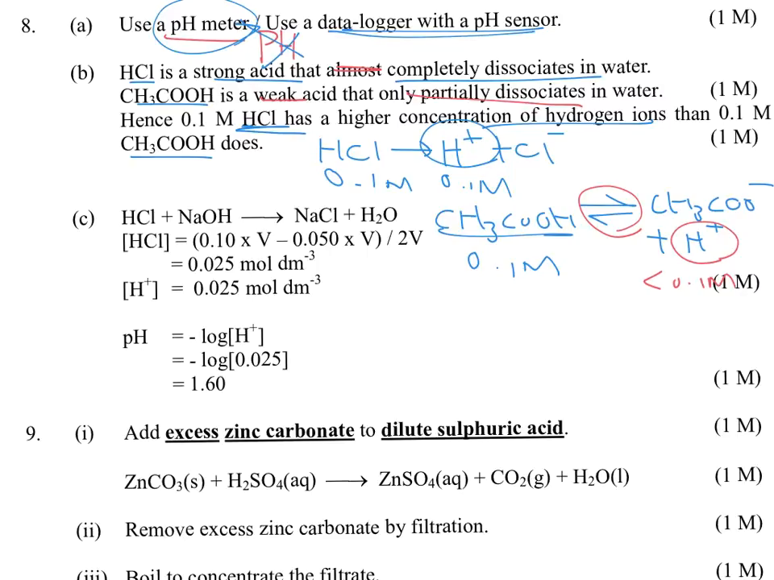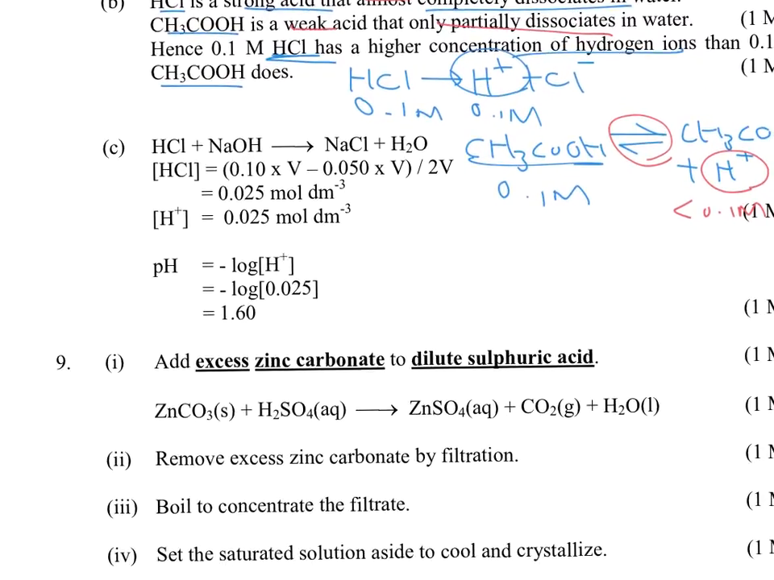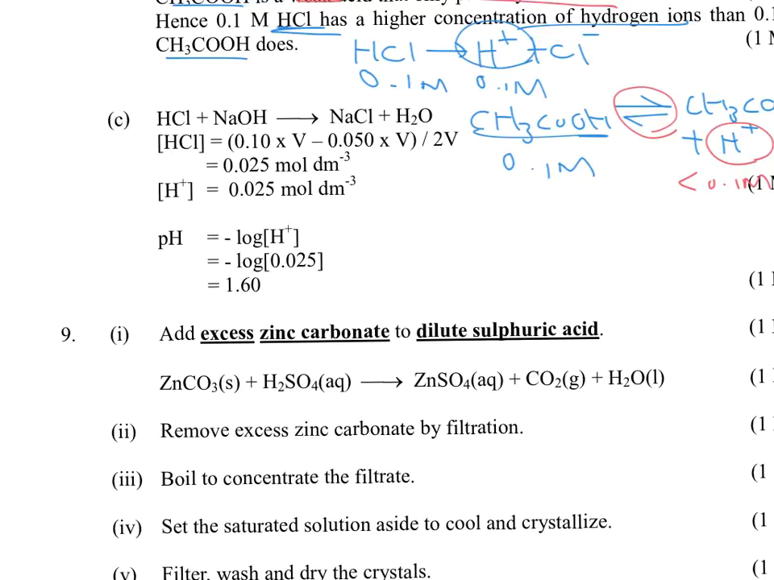Okay, and this question is very difficult for Form 4, part C. So how do you cope with this? The question is asking you, when we mix two solutions, one is 0.1 M hydrochloric acid and 0.05 M sodium hydroxide with equal volume, what will be the pH value of the solution? And I will let you know.